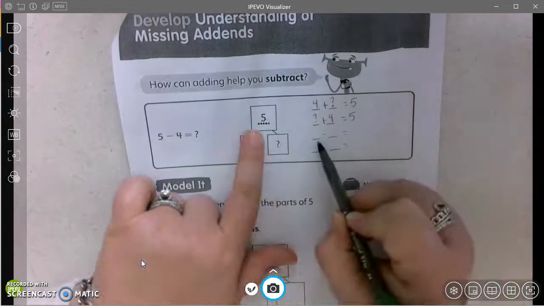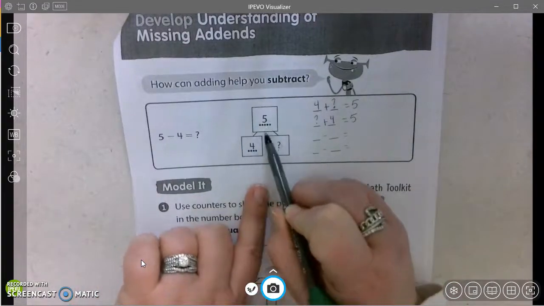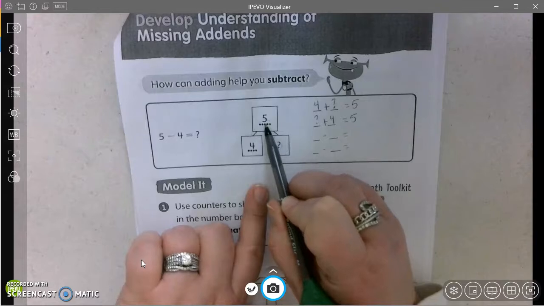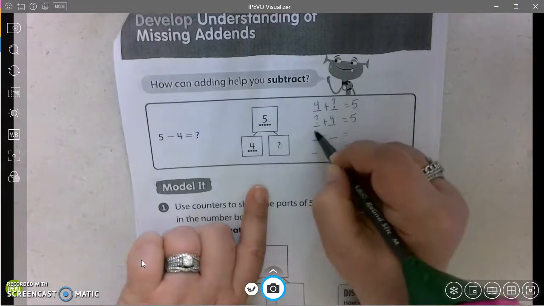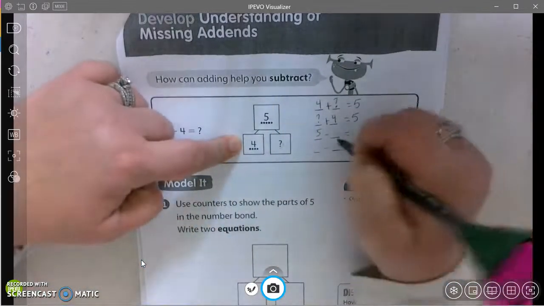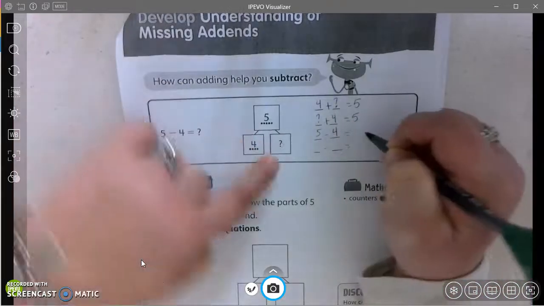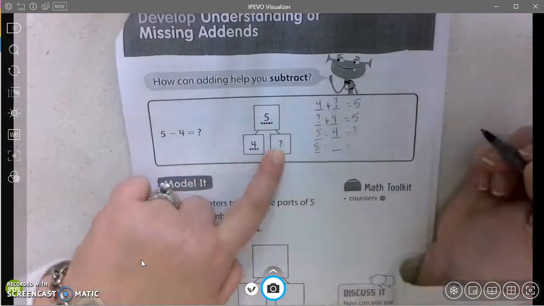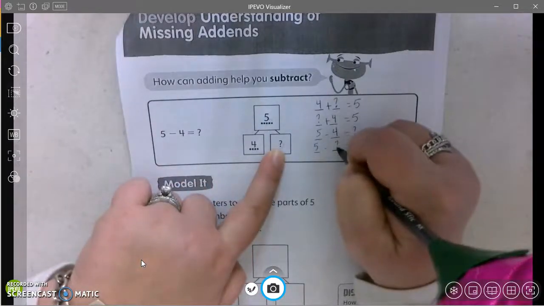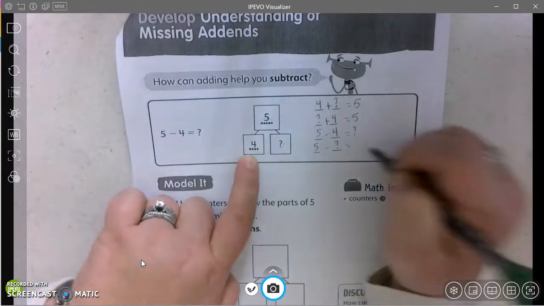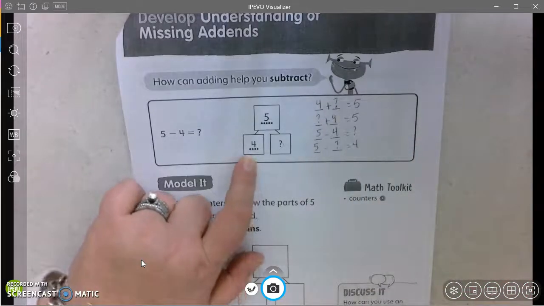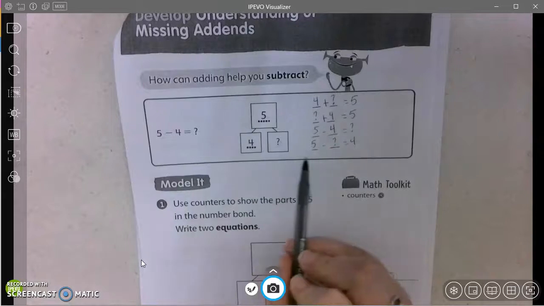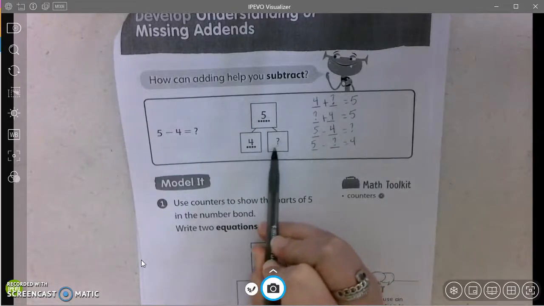And then our subtraction starts at the top, but then goes down each side, okay? So our subtraction both start with 5, and then we'll go down this side to 5 minus 4 equals question mark, and then we start with 5 again. Now we go down this side, 5 minus question mark equals 4, okay? So now we're going to talk about how we can find this number.